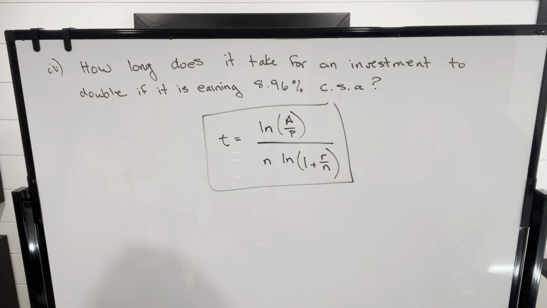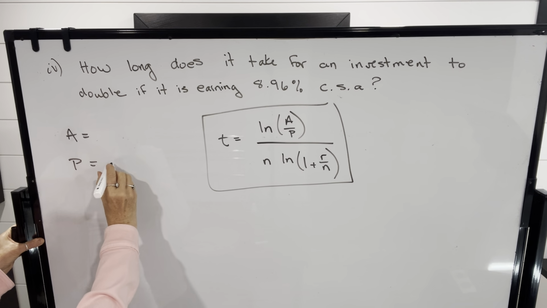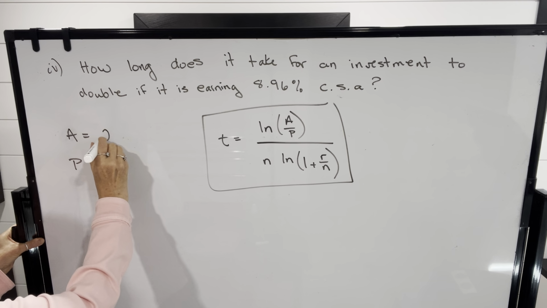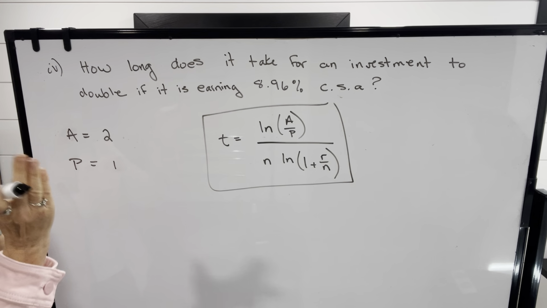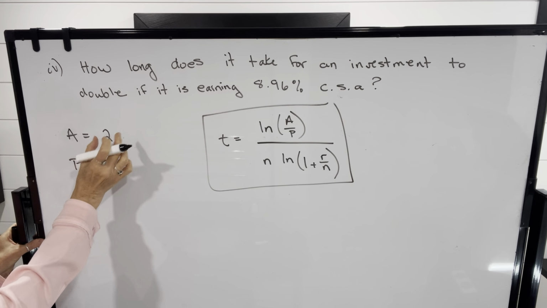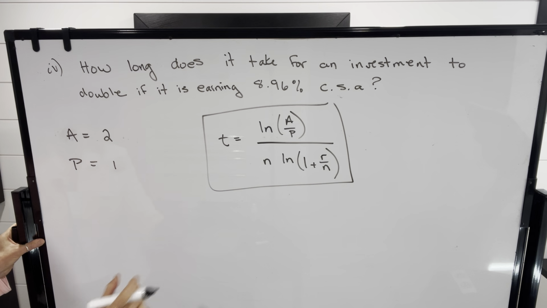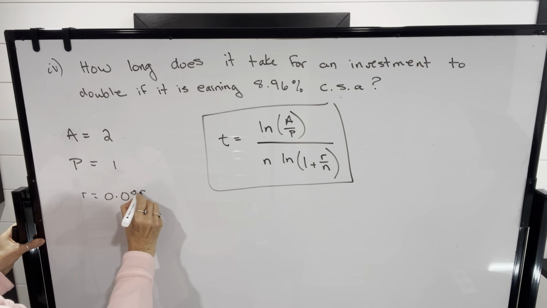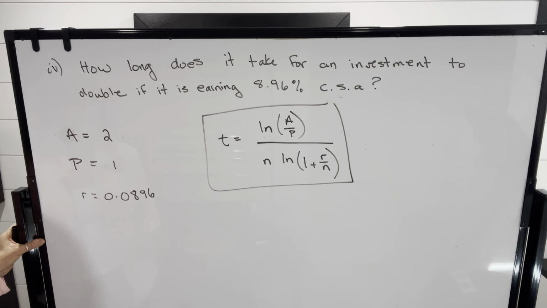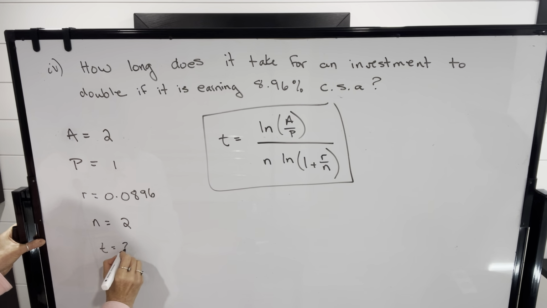So in order to make this easy, let's say the present value is $1, therefore the future value will be $2. You could choose 1,000 and this would be 2,000 or whatever. As long as this value is double, that's all that matters. Our interest rate is 0.0896. It's compounded semi-annually, so that means there are 2 compound periods in a year, and we're finding time.